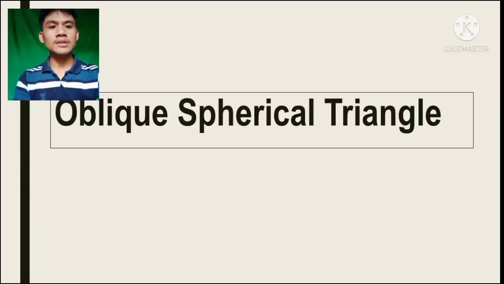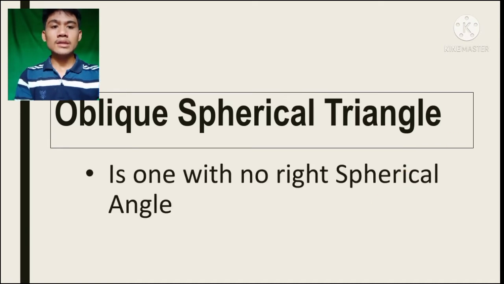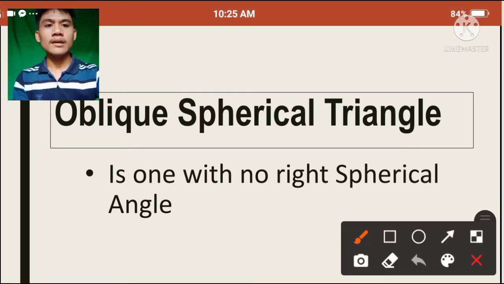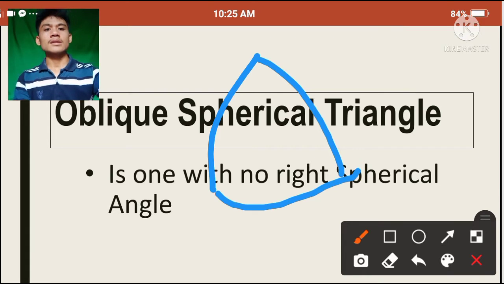So what is an oblique spherical triangle? It is one with no right spherical angle. As we illustrate an oblique spherical triangle, it would look like this. It is not a straight line, instead it is curved, because we are in spherical trigonometry. So there's no right spherical angle in an oblique spherical triangle.